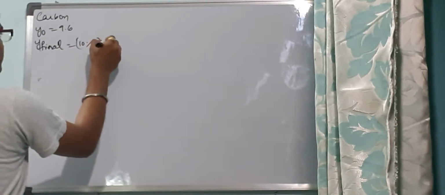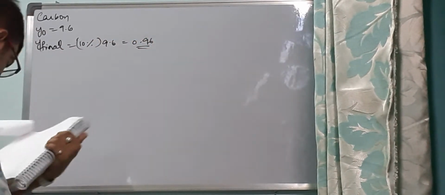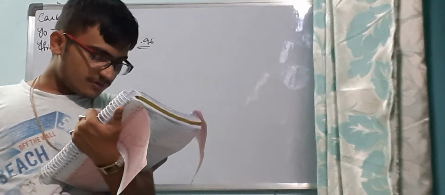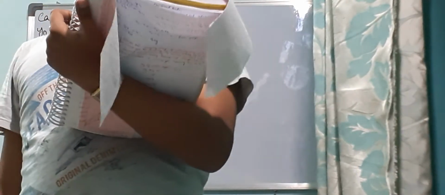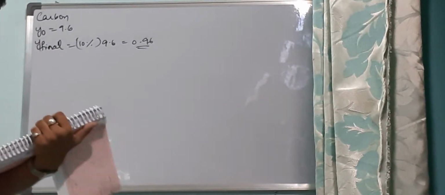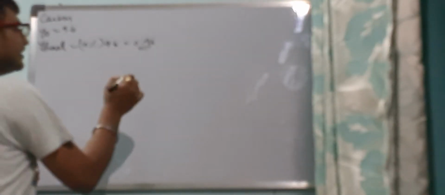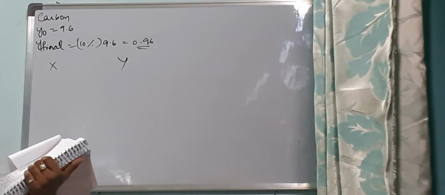The first question is: convert the data to a form suitable for plotting the adsorption isotherm, and does it follow the Freundlich equation or not? If yes, find out the constants. So first we have to form the data. You found x and y values, right? Y is given, you will find out x values.